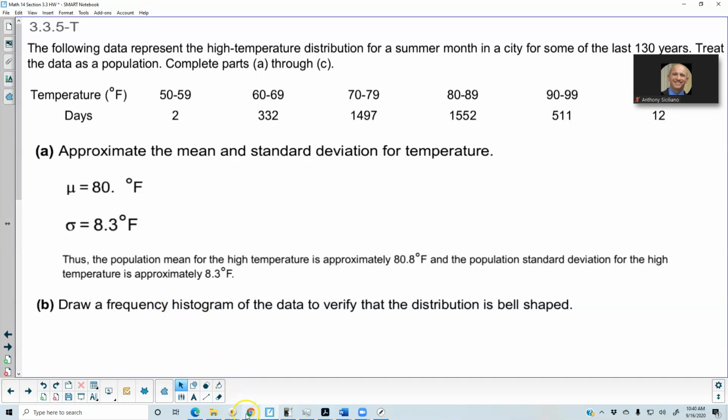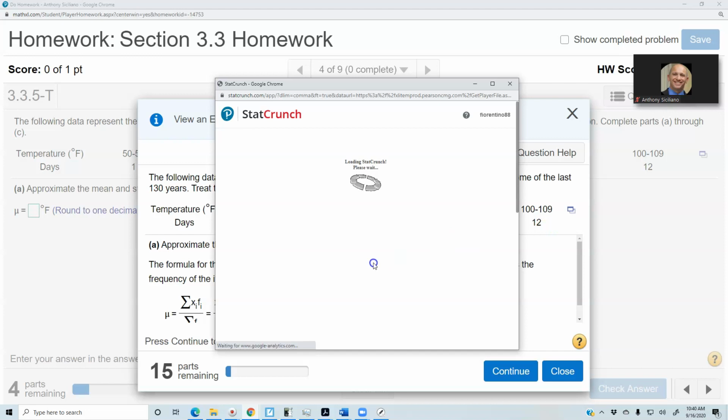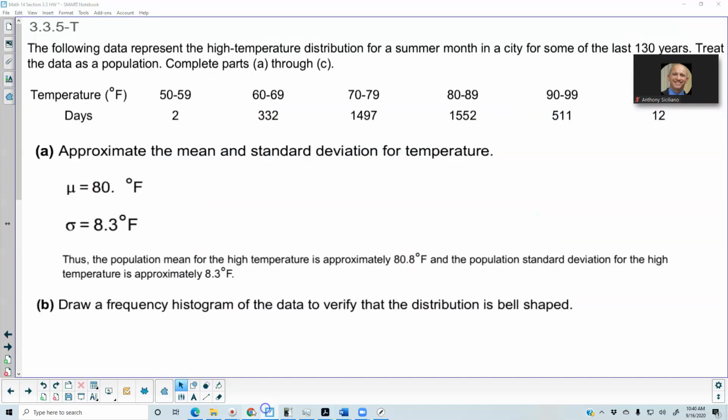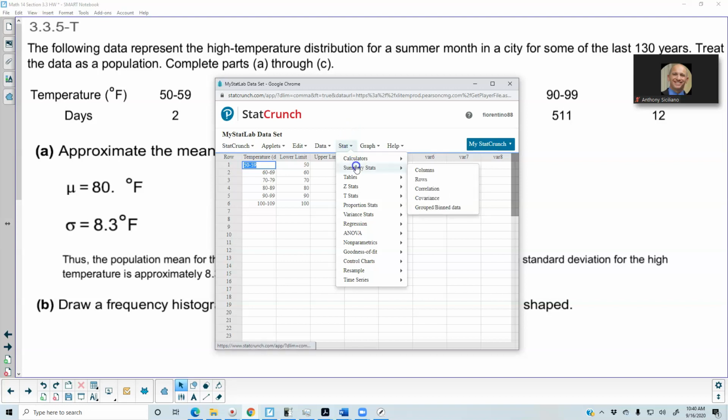So what we're going to do is go ahead and open the data in StatCrunch. Our temperature is our first column, then we have our lower limit column, our upper limit column, and then we have our frequency, which is the days, which is the last column. We're going to look at the first and the last column when we figure out the population mean and population standard deviation. So we want to go to the drop-down menu for stats and then go to summary stats.